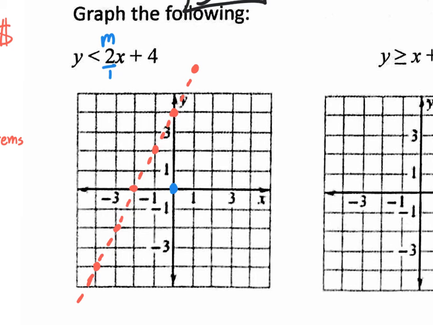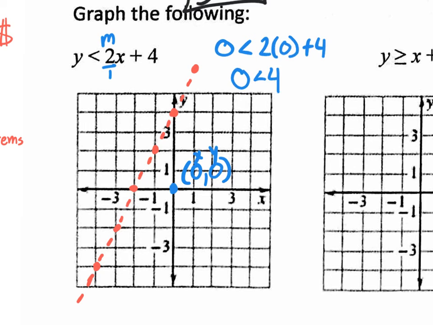So when I test the point 0, 0, what that actually means is that you're going to plug in 0 for x and 0 for y and see if it actually works. So when you take the inequality above and you plug in 0 for y, it's going to say 0 is less than 2 times 0 for x plus 4. That's really going to say 0 is less than 4. Now what do you guys think about that? Is 0 less than 4? Yes, it is.